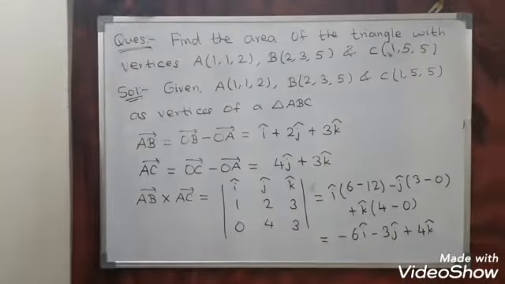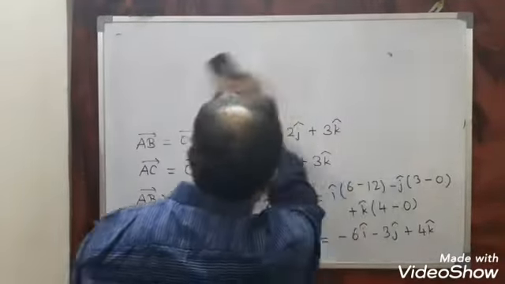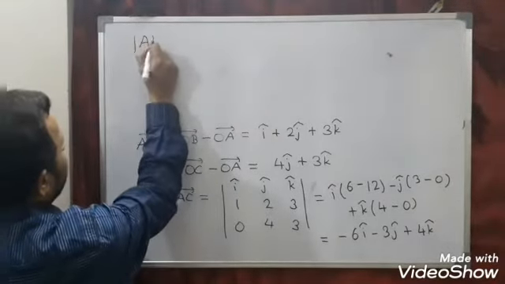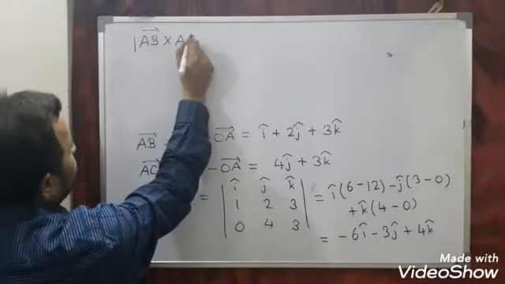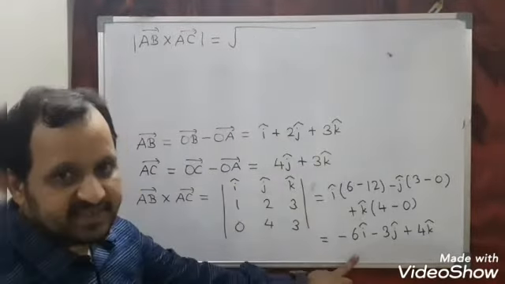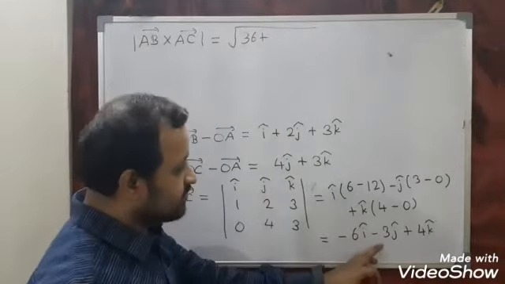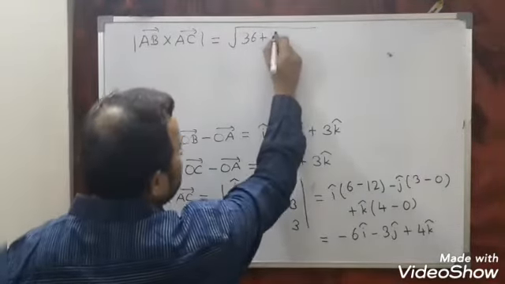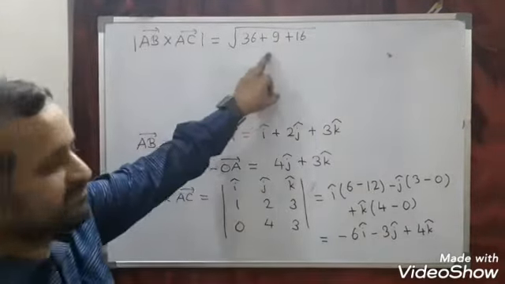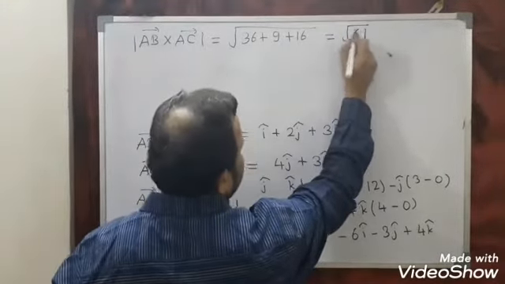Next we have to find magnitude. So magnitude of AB cross AC is equal to square root of minus 6 square, it is 36, plus, along with sign you have to take the square, minus 3 square, it is 9, and 4 square, it is 16. Now 36 plus 9, 45, 45 plus 16, it is nothing but root over 61.